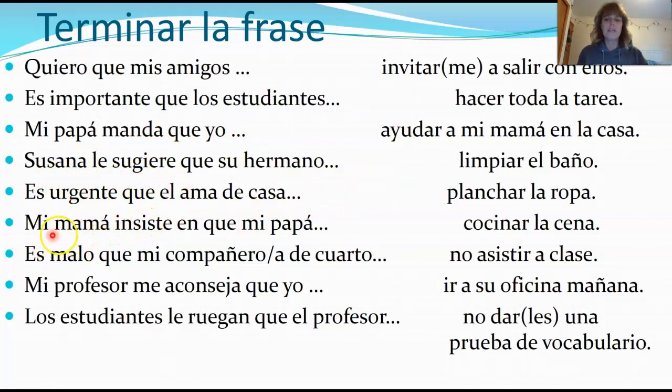So, like even right here, mi mamá insiste en que mi papá, what does my mom insist that he do? This thing right here. But all of these verbs there, invitar, hacer, ayudar, you're going to change those to the subjunctive form. So go over and hit the pause button and give yourself some practice with some of those. Try to do all of those. Those will be great practice for. There's going to be some parts on the exam where you're going to have to show me that you understand this idea of subjunctive. So give it a pause. I'll do a few of these when we come back.